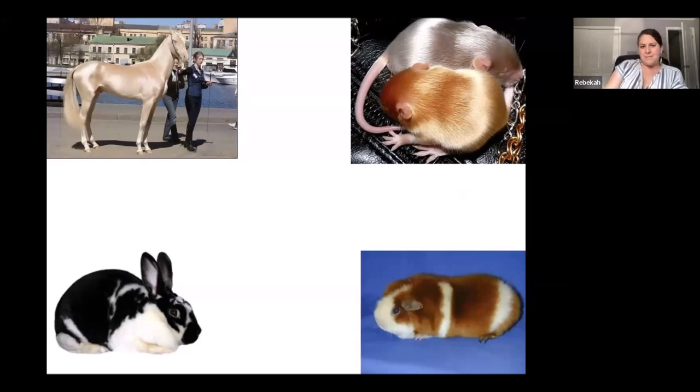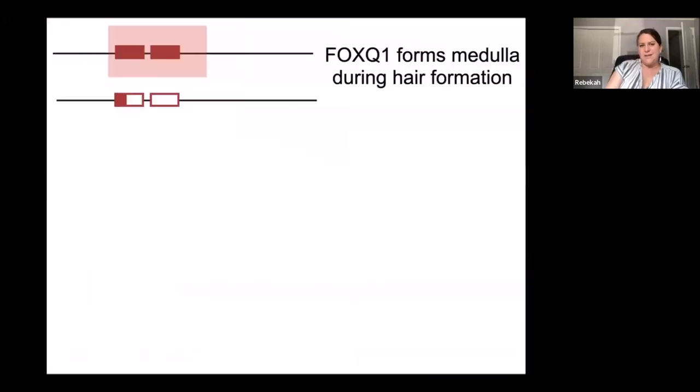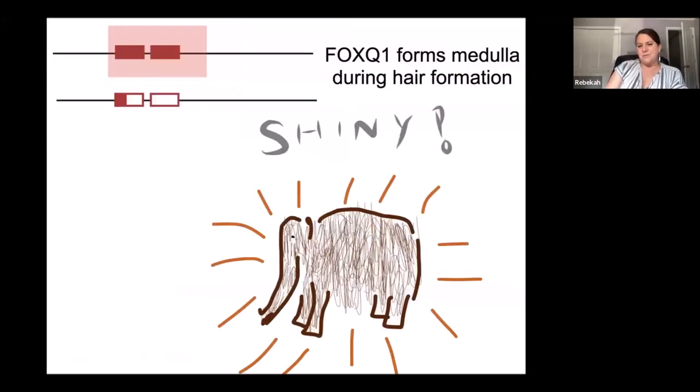So this poor little mammoth was so messed up. He has all these bad mutations hanging out in his genome, but he was also a satin fur mutant. So he was probably really, really shiny and really, really ridiculously good looking in spite of all of his genetic effects.